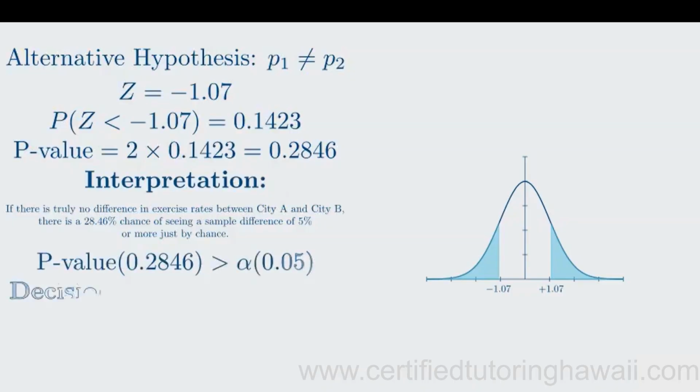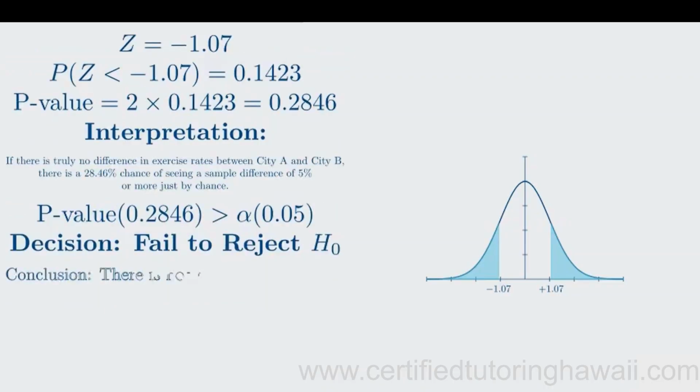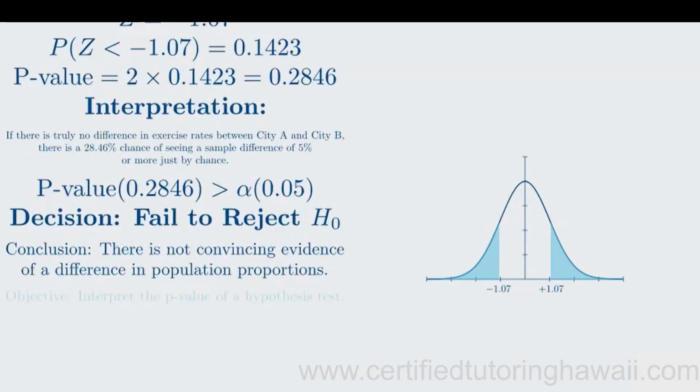Since our p-value is greater than our significance level of 0.05, we fail to reject the null hypothesis. We do not have enough evidence to say the exercise rates are different. Notice, we don't say the rates are the same, we just say we haven't found enough evidence to prove they are different. Let's look at one more scenario to really cement these skills.